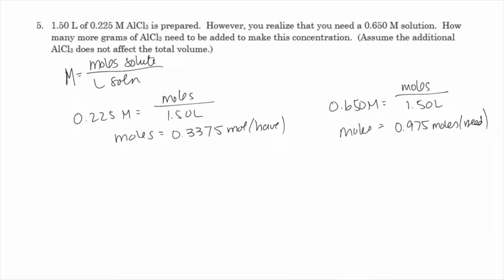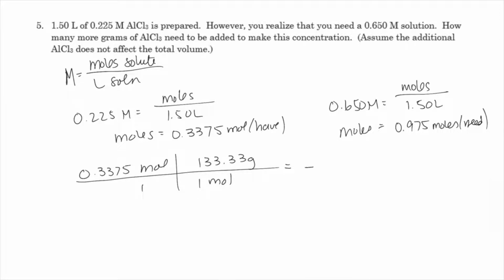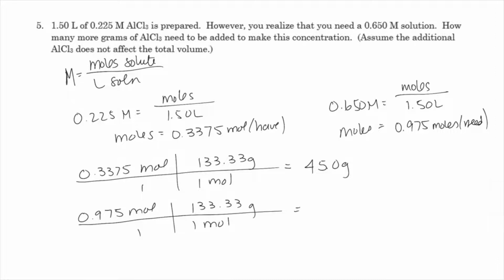In the answer key, what I did was I converted each of these to grams and then took the difference. So if we have 0.3375, I put mole on the bottom. Molar mass is 133.33 grams. And I get 45 grams. And then 0.975. Convert that to grams. And I get 130 grams. The difference between the two is 85 grams. So this is what I need to add.